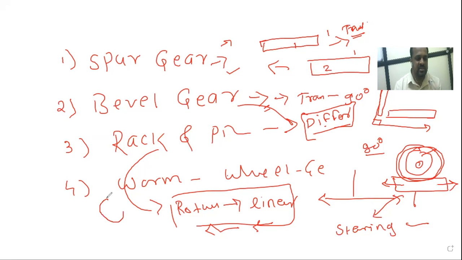See, this is the steering, this is the rod, and this rotary motion of the steering we want to convert into the linear motion of this rod.